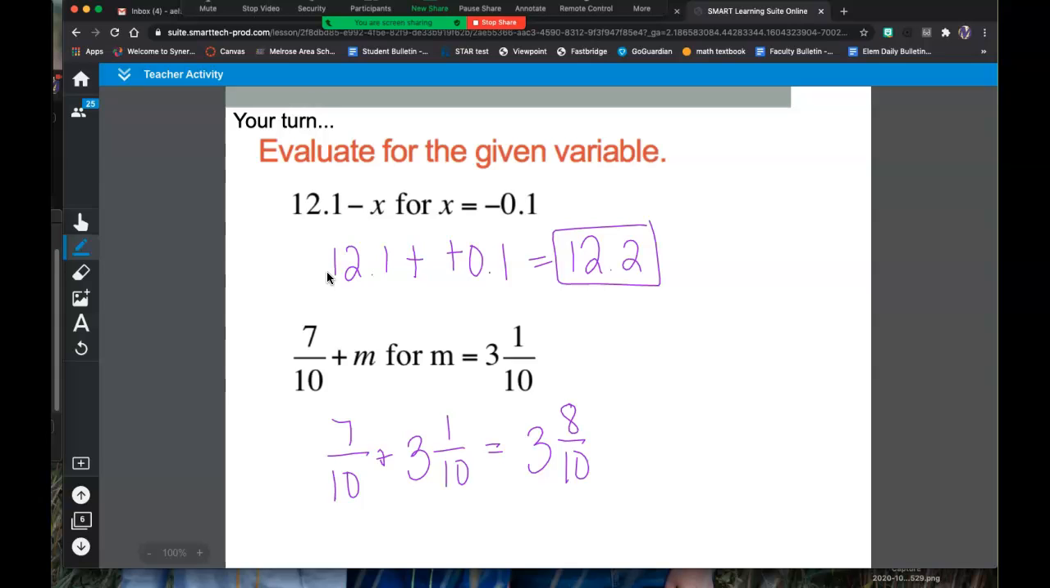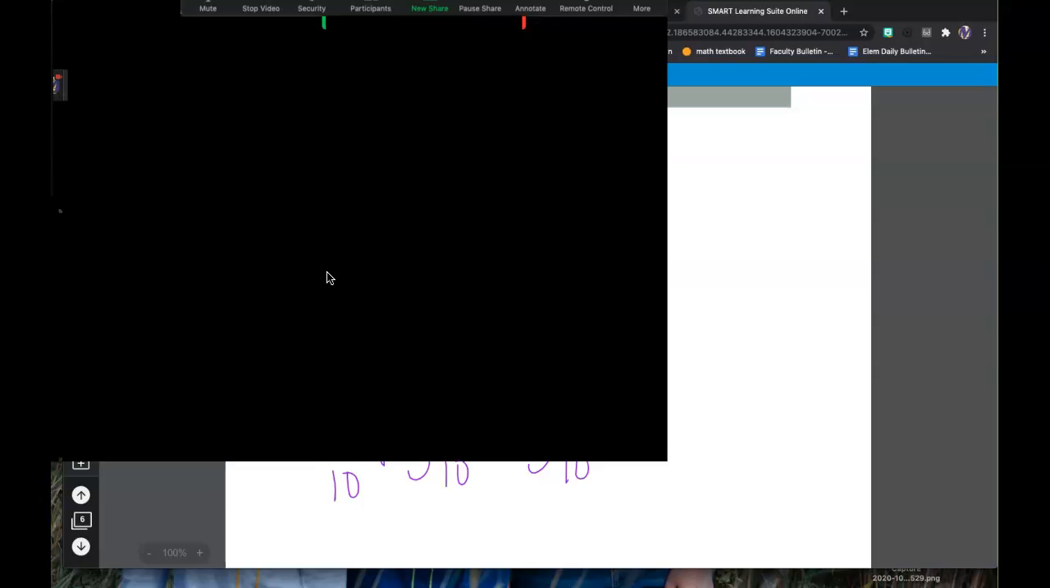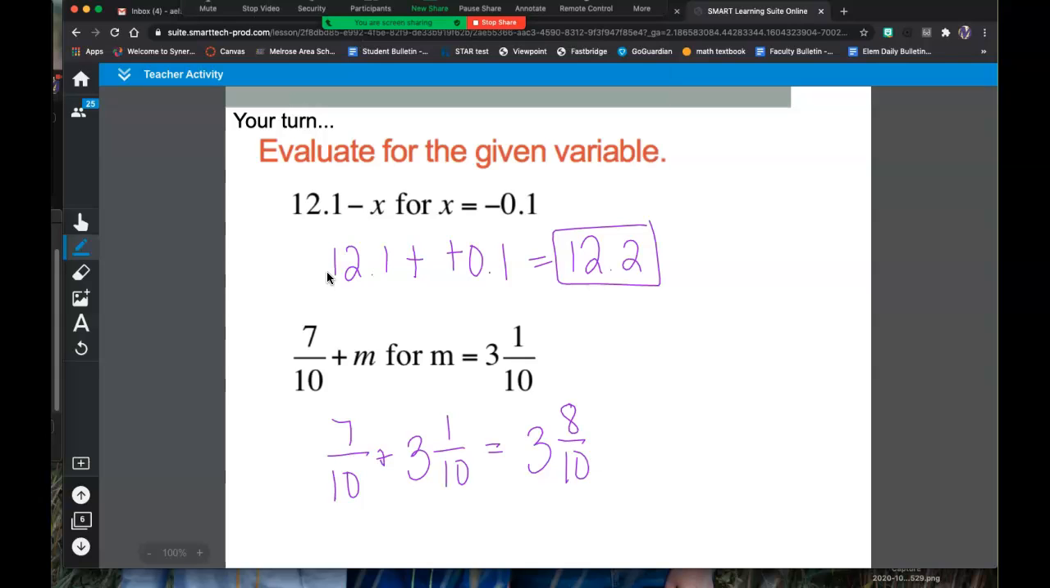Lots of you, as I'm looking at your homework or your screens, some of you I saw switch it to a decimal. You can't switch it to a decimal. I want you to have it as a fraction. But then you forgot to simplify it. Remember, 8 and 10 can both be divided by 2. So it's 3 4/5, which is what you should have had as your final answer. Okay? Questions there?